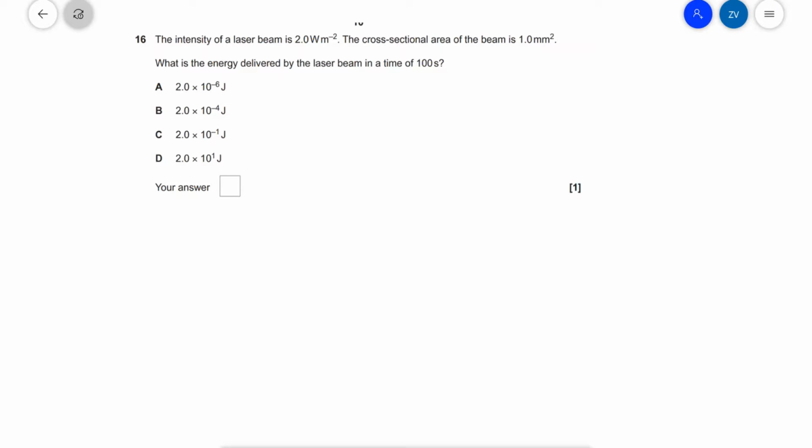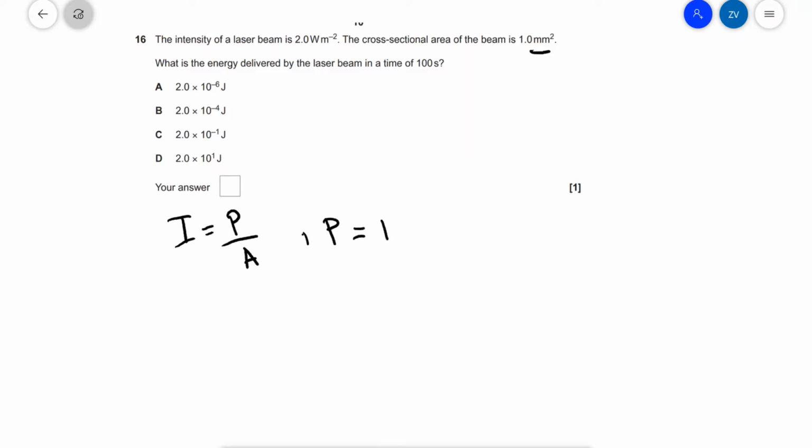16. The intensity of a laser beam is 2 watts per meter squared. The cross-sectional area of the beam is 1 millimeter squared. It's going to be really important. What is the energy delivered by the laser beam in a time of 100 seconds? Well, remember, intensity is equal to the power transmitted divided by the cross-sectional area. So what I'm going to do is essentially just rearrange for the power. So if I know my power, I will know my energy as well.